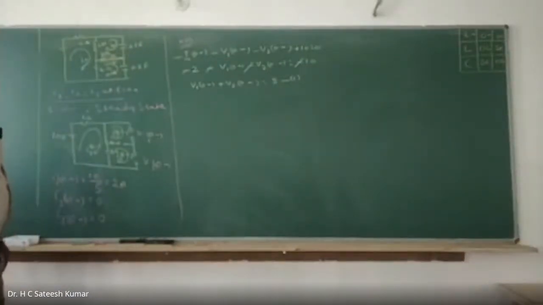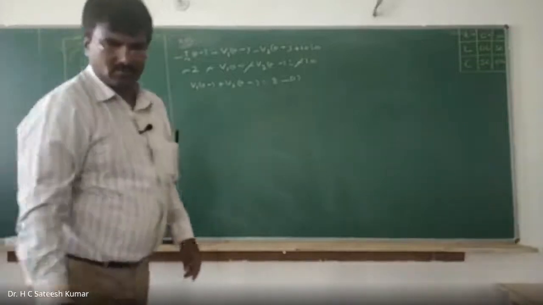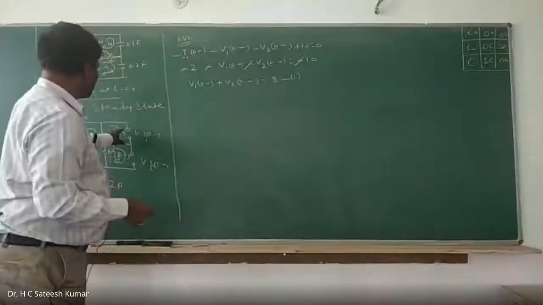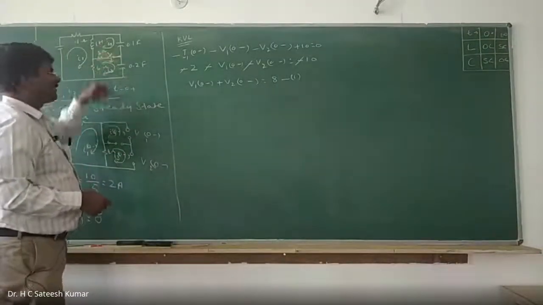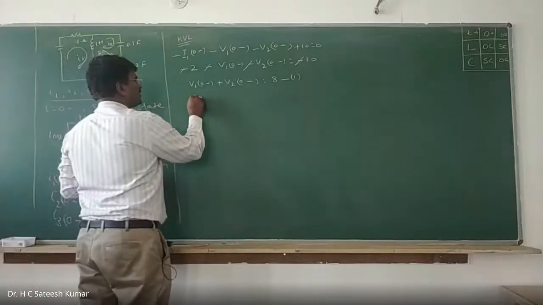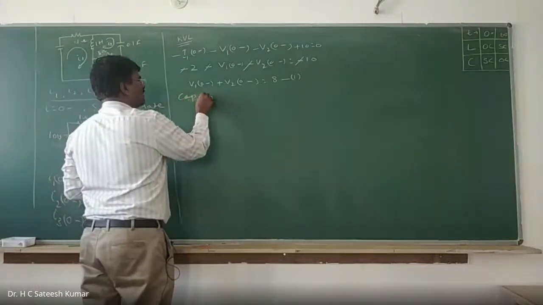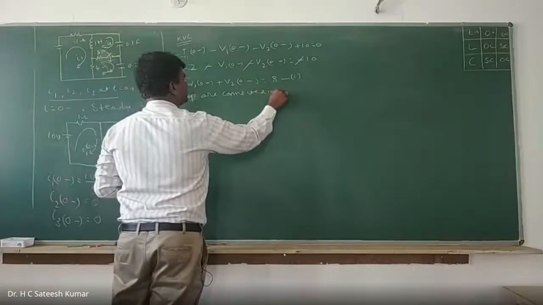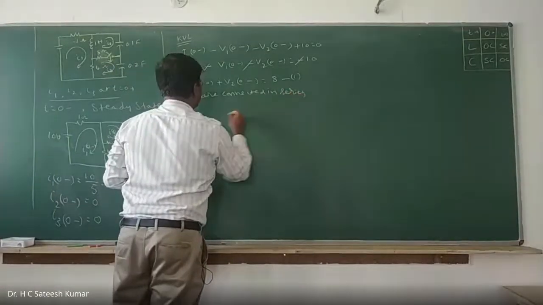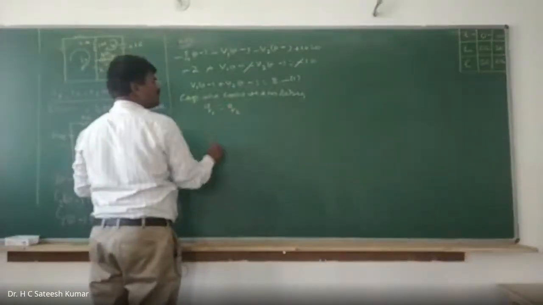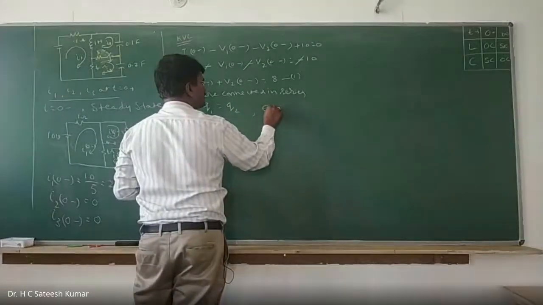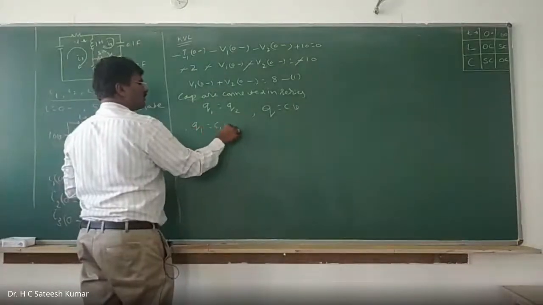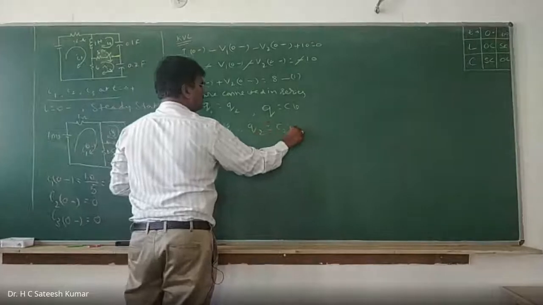Now, when the capacitors are connected in series, Q1 is equal to Q2. But we all know that Q is equal to CV. Therefore, Q1 is equal to C1 V1 and Q2 is equal to C2 V2.